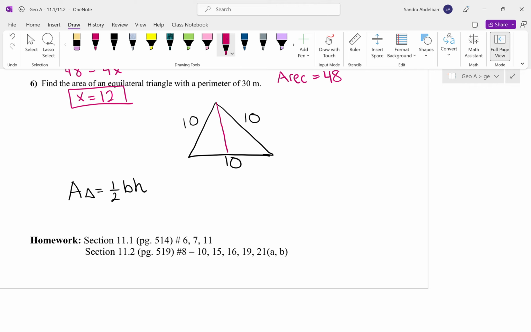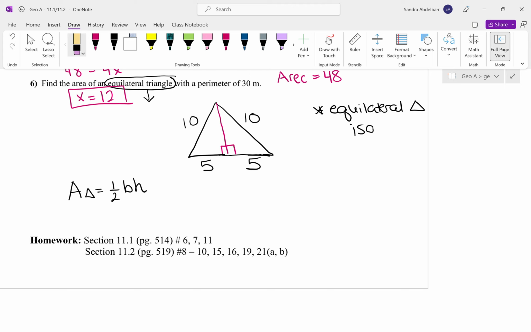What must I draw? An altitude. And when I draw that altitude, what happens to the 10? Splits to 5 and 5. I can do the Pythagorean theorem to find the height, absolutely. Or I can remember that an equilateral triangle is also what? Anybody know?